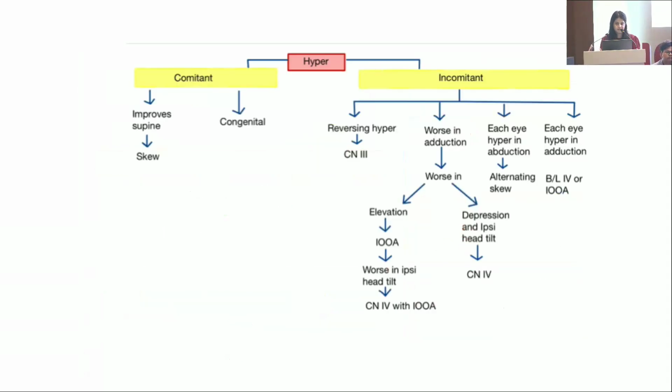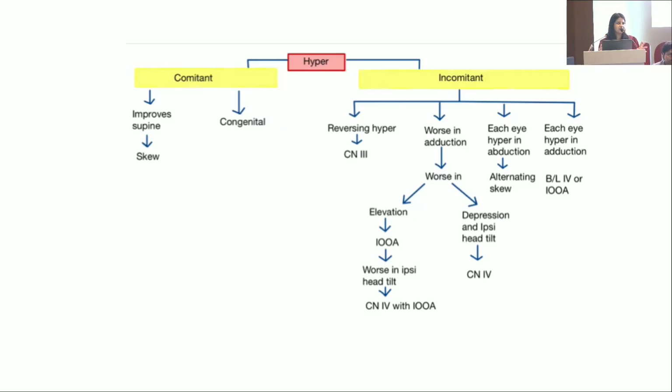Coming on to the vertical deviation, if there is hyperdeviation which is comitant, then it can be congenital, or if it improves in supine position, then it is a skew deviation. For incomitant, reversing hypertropia is seen in third nerve palsy. If it is worse in adduction and elevation, then it is inferior oblique overaction. If it is worse in adduction and depression, then it is fourth nerve palsy. And in chronic cases, we can see bilateral inferior oblique overaction with the fourth nerve palsy. If each eye is hyper in abduction, it is alternating skew, and if each eye is hyper in adduction, it can be bilateral fourth nerve palsy with inferior oblique overaction.